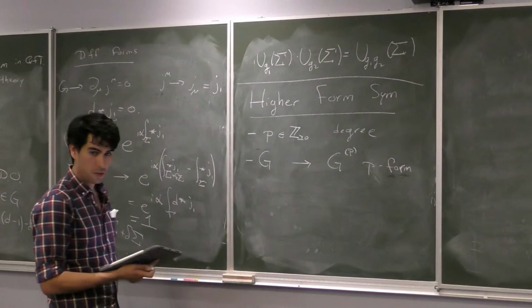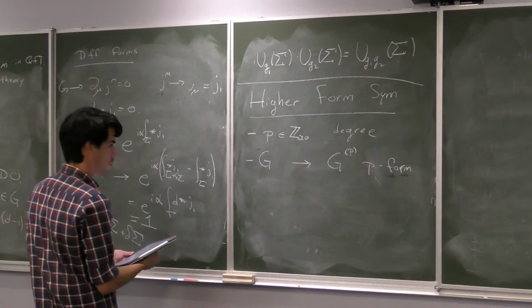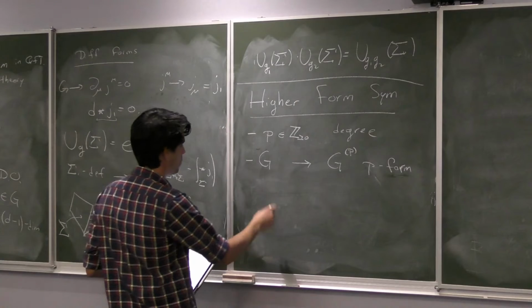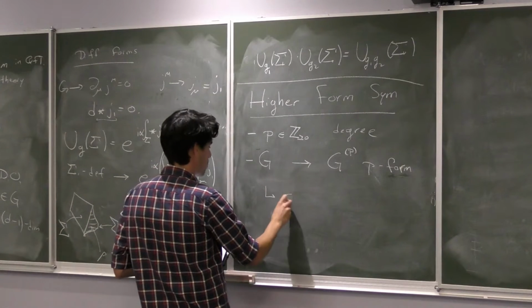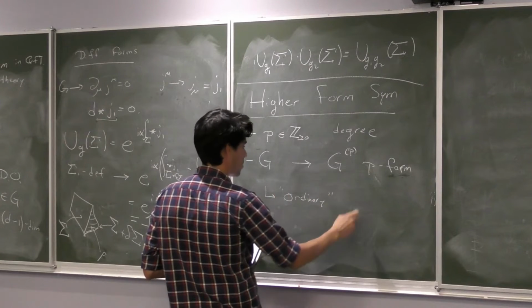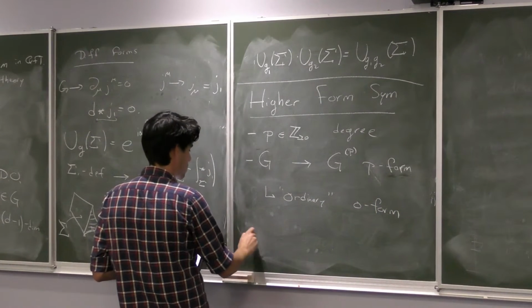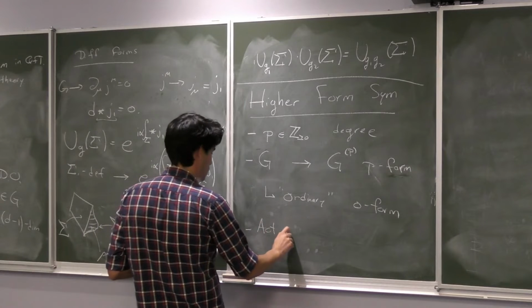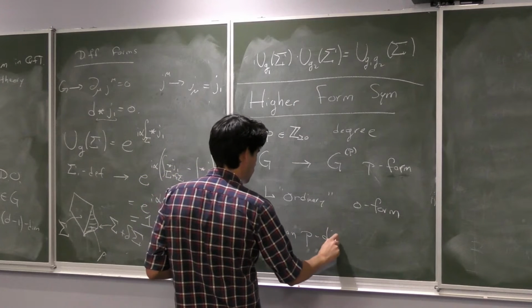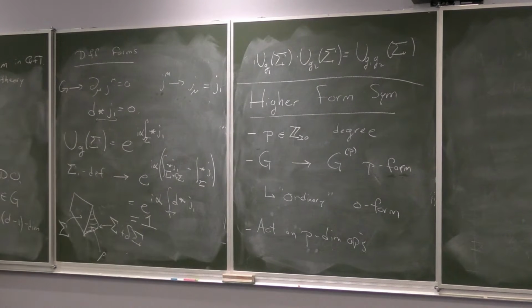These standard symmetries are zero-form symmetries? Right, good. So, for example, the ordinary symmetries are zero form, because P-form symmetries act on P-dimensional operators. And so a local operator is a zero-dimensional operator.